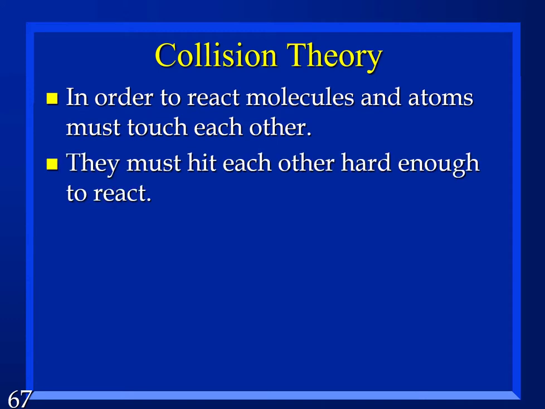The reason they have to hit hard is because they have to break bonds. The first step in doing a chemical reaction is getting the things that are already stuck to each other not to be stuck to each other anymore. Get them away from each other so that you can put them together in new ways. The first step in rearranging the atoms is to take the old atoms apart. This is the whole theory. They have to hit hard enough to break the bonds.